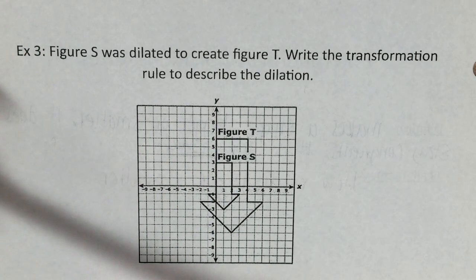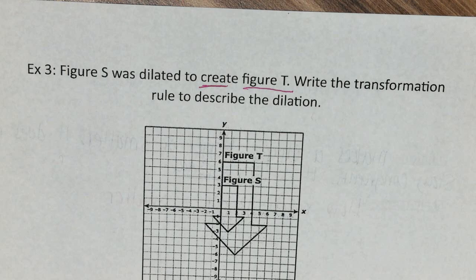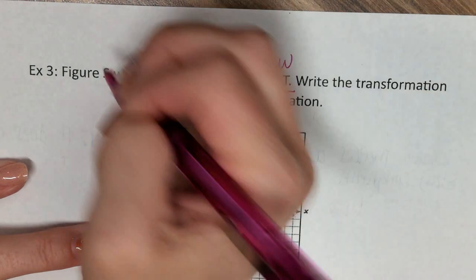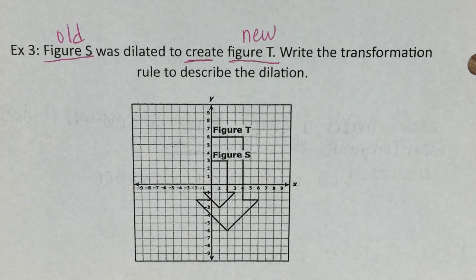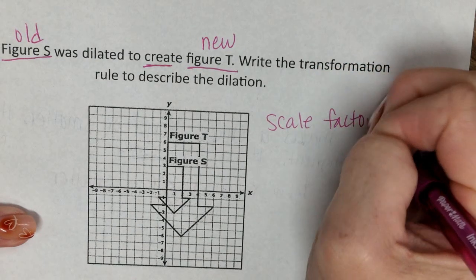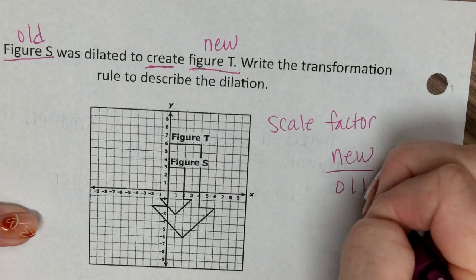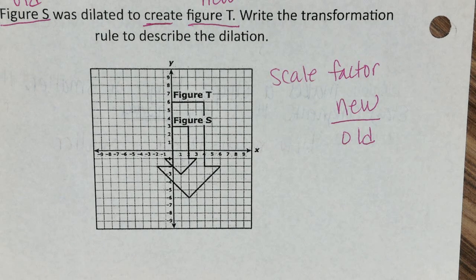Which figure's new and which figure's old? S was dilated to create T. Which one's new? T. So write that right here. T is new, S is old. If you don't know that, you can't find the scale factor. So again, to find the scale factor, write this down. You're going to do new over old. You can either use a side length or you can use a coordinate. It is totally up to you. You will get the same answer either way.